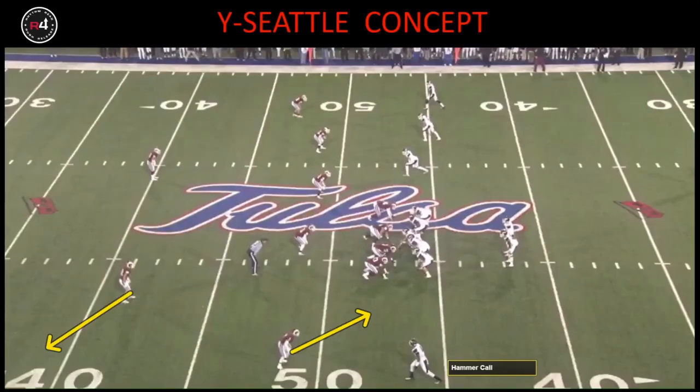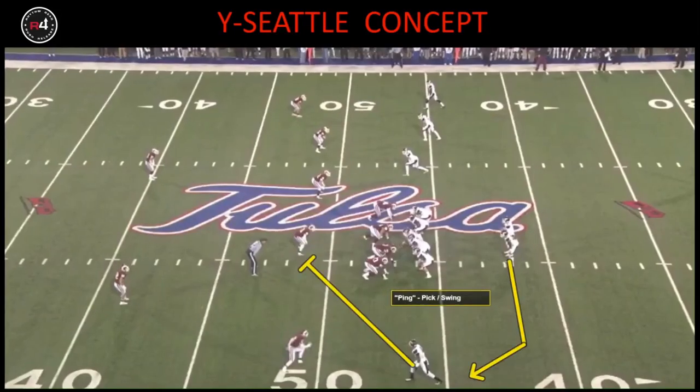The boundary safety will move over and outside the hash, and the corner will begin to creep inside the X receiver. When the X receiver sees this alignment in action, he should yell hammer, hammer to the quarterback and the tailback. One adjustment that we have built in to counter a corner hammer is checking to ping on the backside.